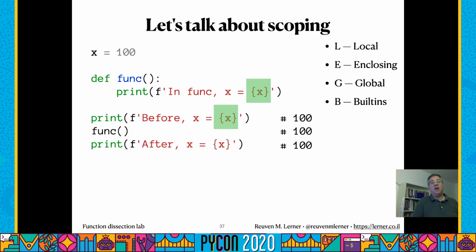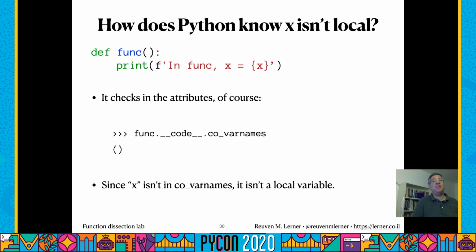Okay. But how does Python know that x isn't a local variable? Well, it checks in the attributes. It checks in co_varnames. We've already seen this. Basically, Python could just take the x as a string and say, is x the string in co_varnames? And if so, it's a local variable. But if not, if co_varnames is empty, no. So because x is not in co_varnames, it's not a local variable.